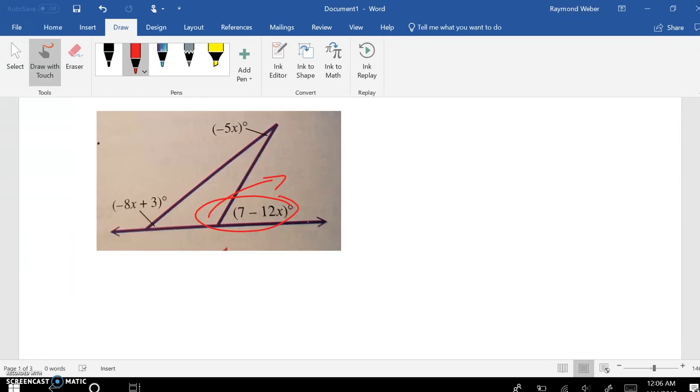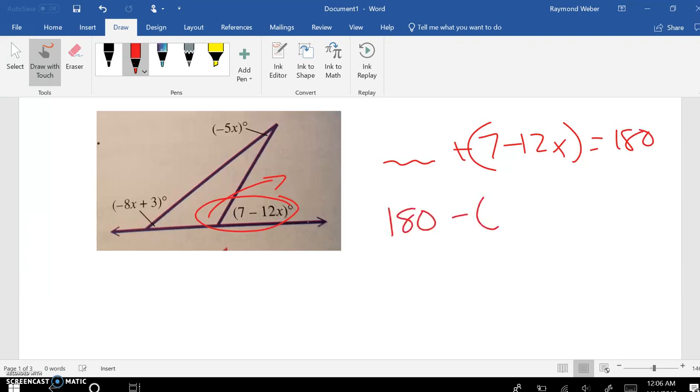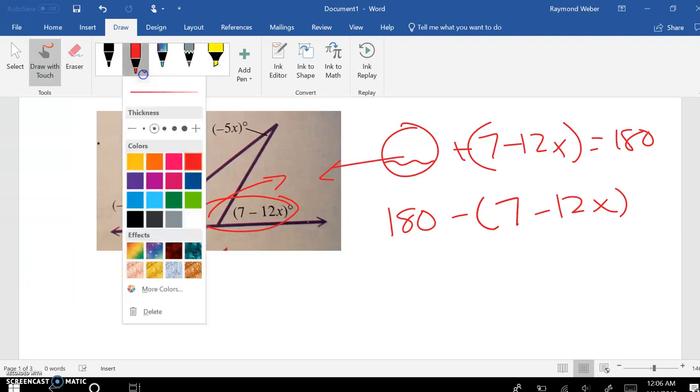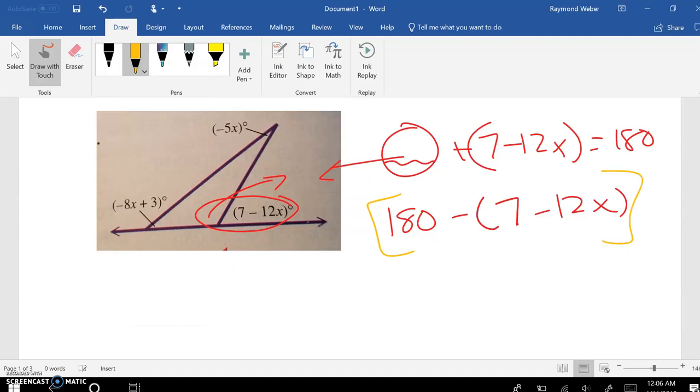But what do I know about these two angles? Well, I know that this angle that I'm missing, that I want to know, plus this angle has to equal 180. So that means my missing angle is 180 minus 7 minus 12x. Because this, remember, is what I actually want. That's this one down here. And it has to be 180 because this is a straight angle. So that means that this right here is going to be this angle.